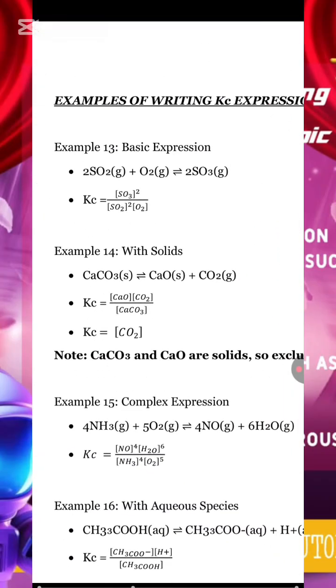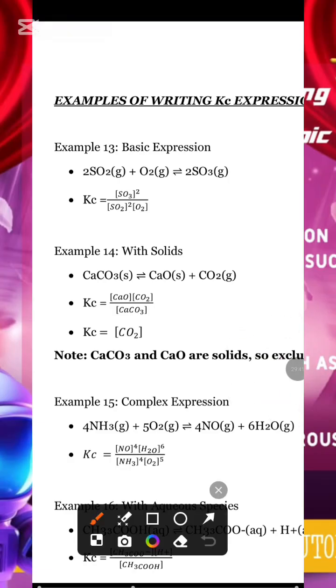Now you can also see example 14. Here we are asked to write the equilibrium constant for a reaction that has to do with the decomposition of calcium carbonate. You can see CaCO3 is forming CaO plus CO2, and at the same time CaO and CO2 combine to form CaCO3. So it's a reversible reaction. Let's write the equilibrium constant for this reaction at equilibrium.